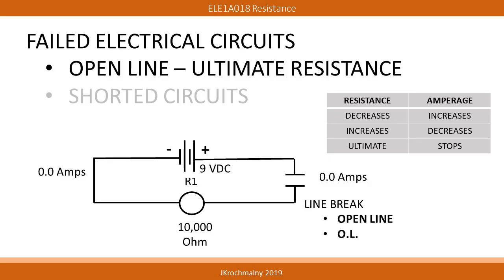This electrical diagram shows a break in the conductor between the load and the positive side of the battery. Because this adds an ultimate resistance to the circuit, it literally stops all amperage flow.